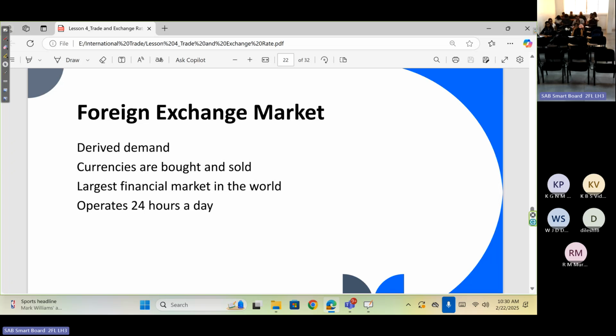So, what is the market, Lama? That's about the foreign exchange market. You should know about the market. I think we discussed it. What is the market? Huh? What is the market?